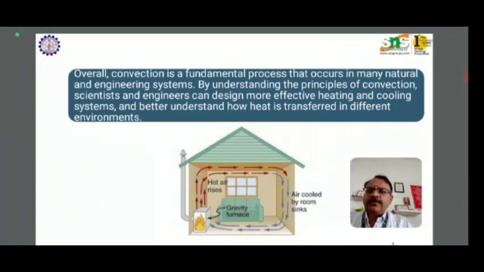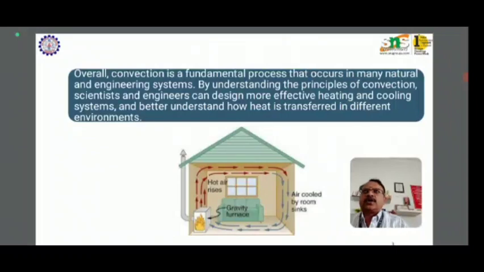Again you can see the figure shown here. There is a room which needs to be heated. A heating system is provided inside the room. Now again the same principle is being applied here. When the room is being heated, the air inside the room first receives the heat energy. So when the air gets heated up, it becomes less dense.